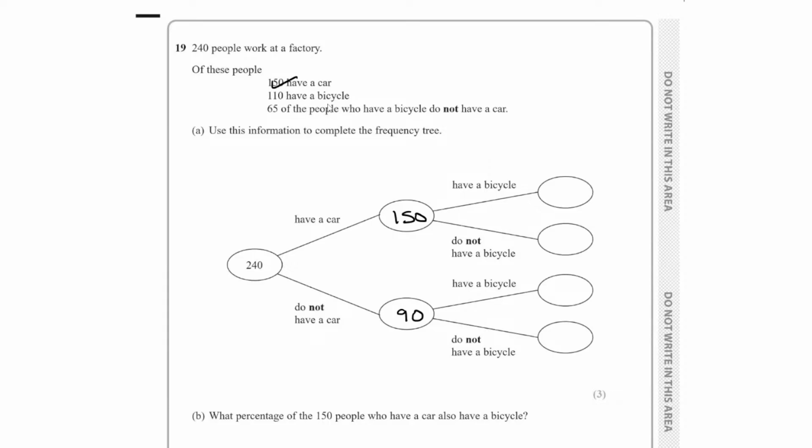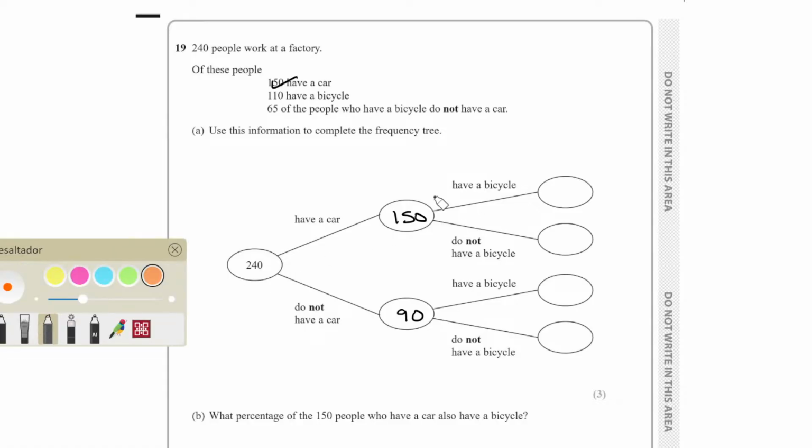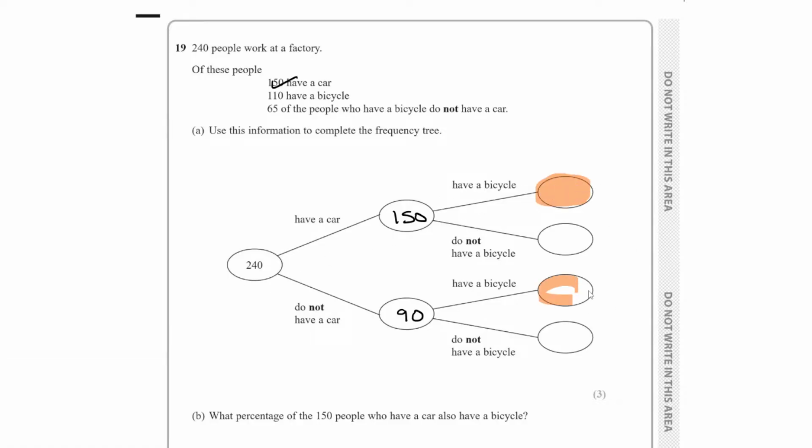110 have a bicycle. However, that means we can't just write that in immediately. This bubble and this bubble add up to 110. So we need to figure out how it splits between the two. So let's look at this next line. The 65 of the people who have a bicycle do not have a car. So that 65, we need to figure out where to put that. It's do not have a car, but they do have a bicycle. See how 65 would go here? And then I can tick that off.